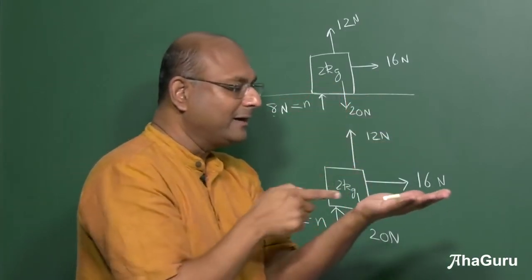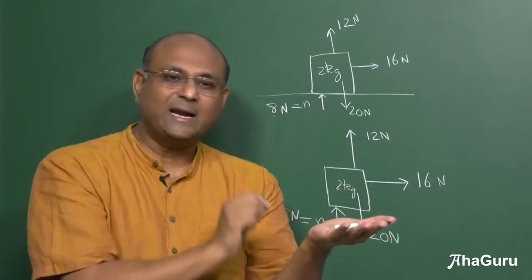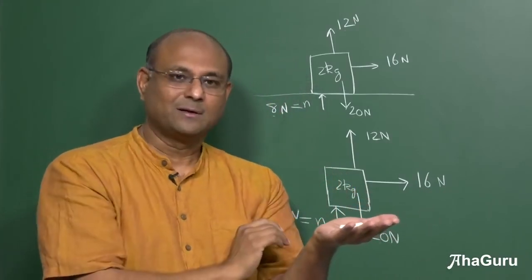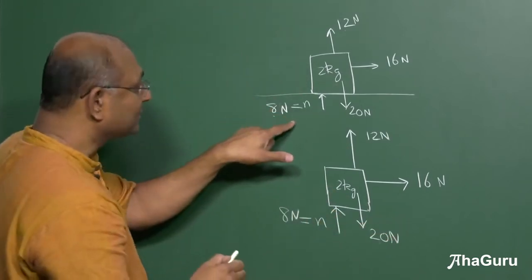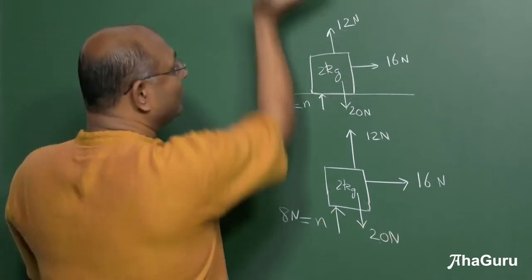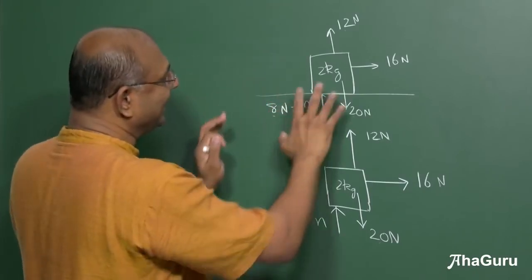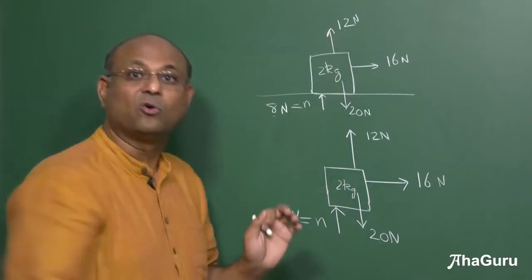Like if I keep it here, my hand is exerting just the right amount of force to keep it here. It is not going to exert so much that it will make this fellow fly up. So this force is not so large that it will make it go up, but it will be just right to make this fellow not go inside.